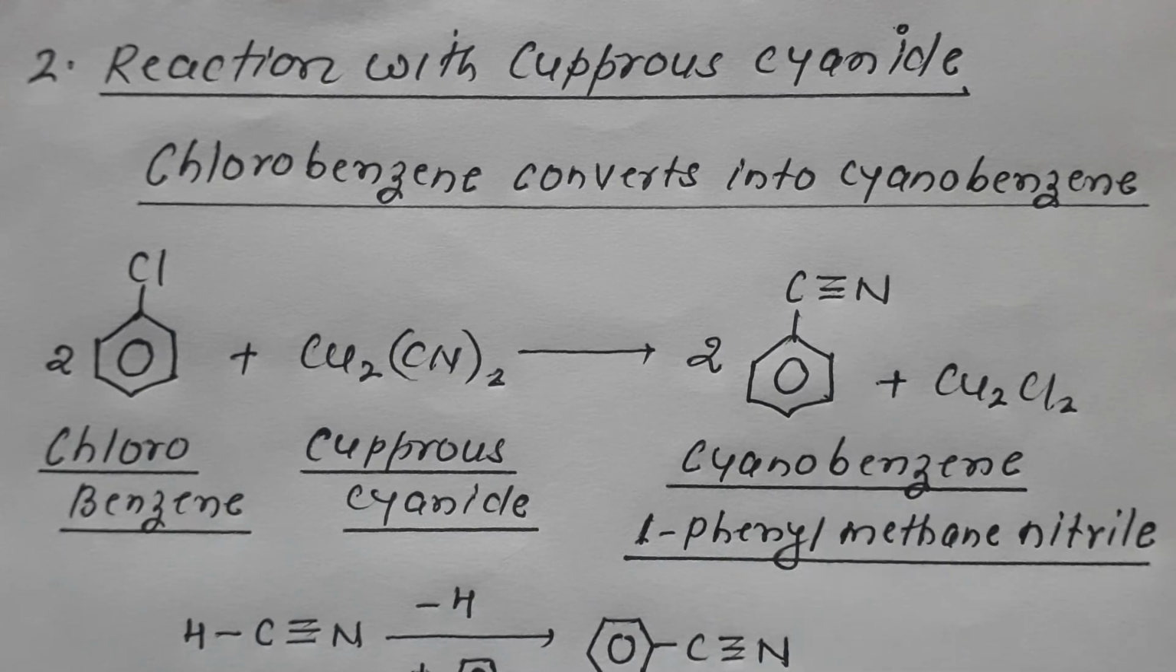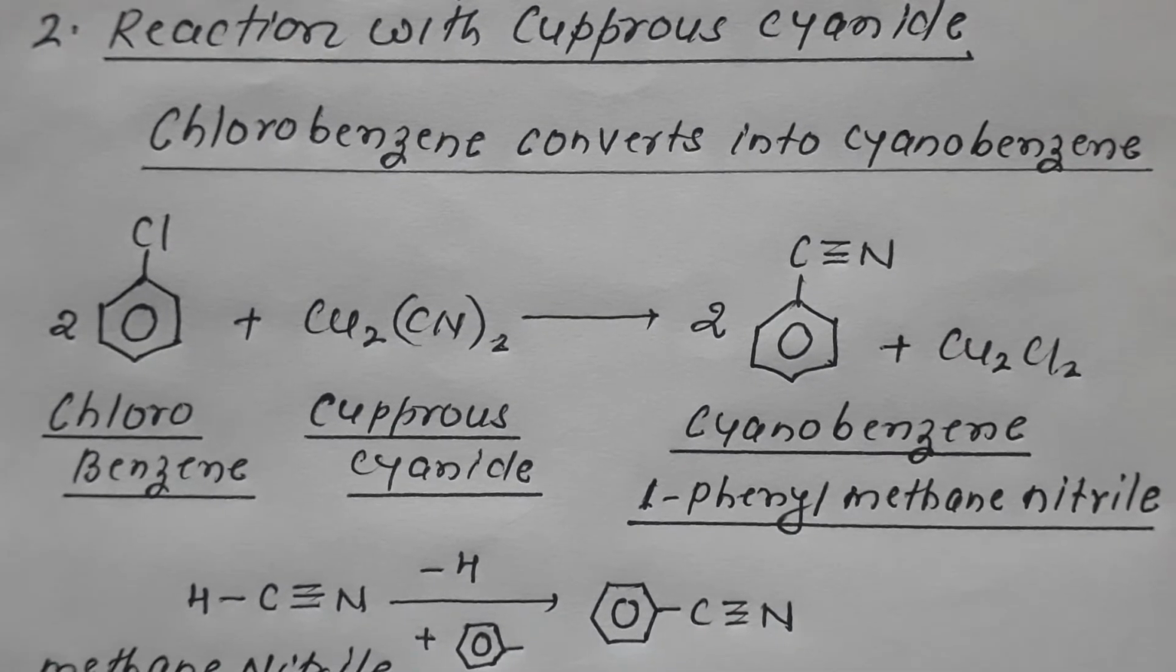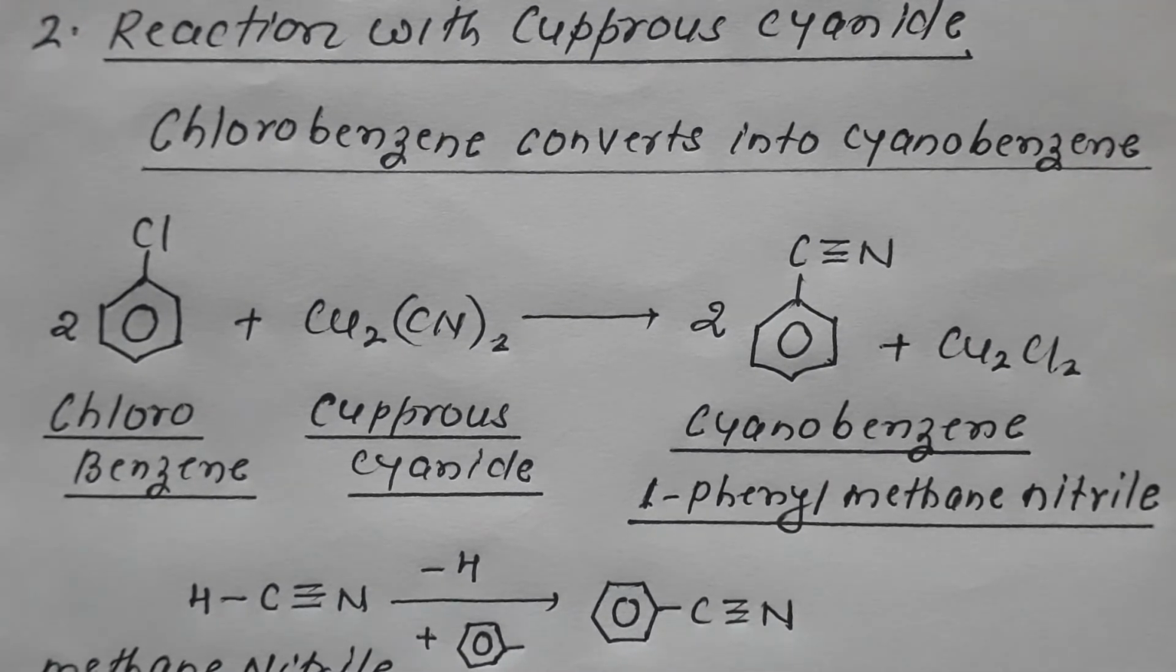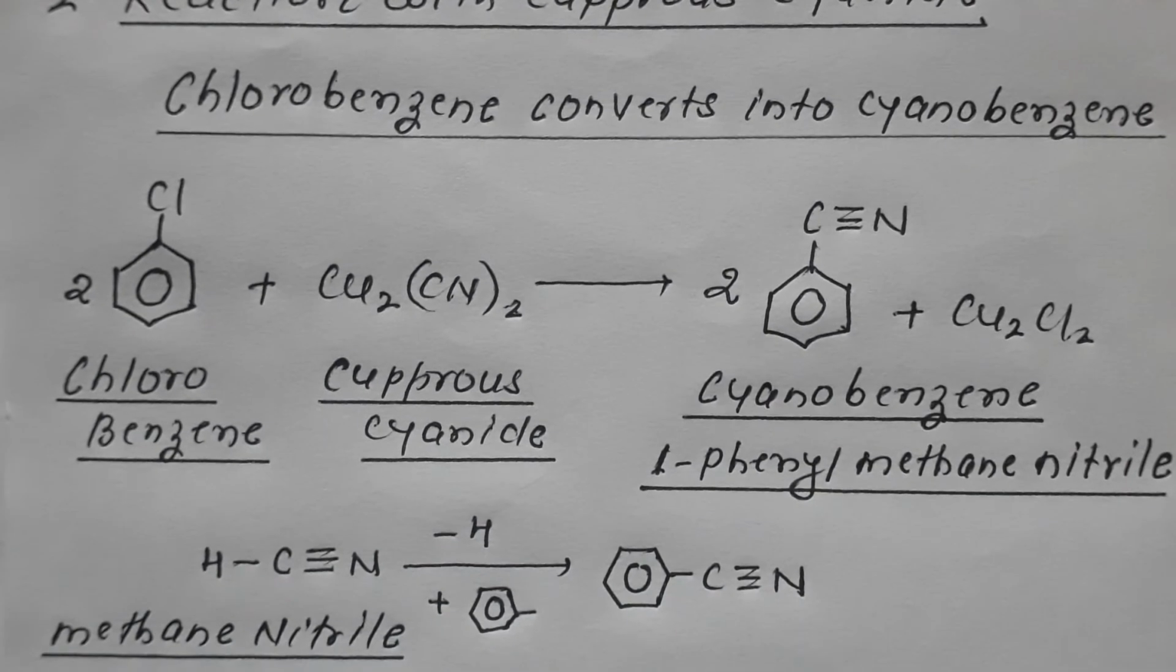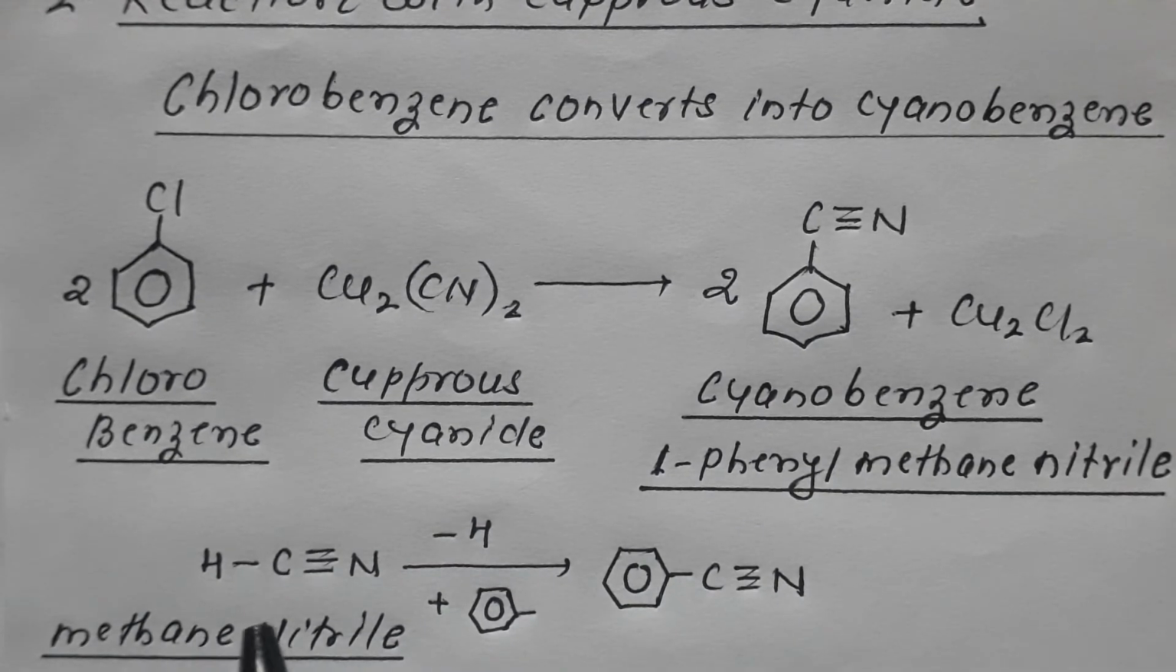What is the IUPAC name of this compound? This compound is termed as 1-phenyl methane nitrile. The reason we know this is that HC triple bond N has one carbon in the chain, so the carbon is meth, therefore this is termed as methane. This nitrogen is termed as nitrile. This compound is termed as methane nitrile.